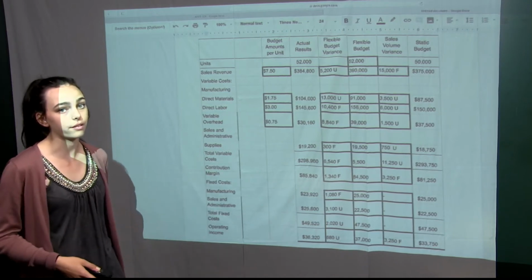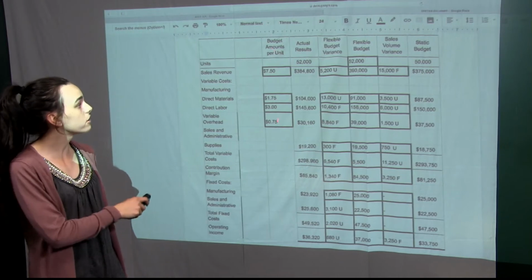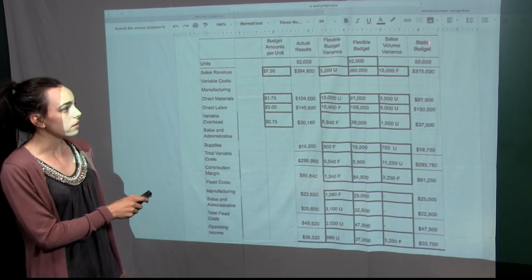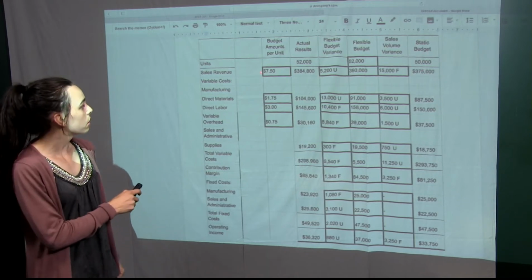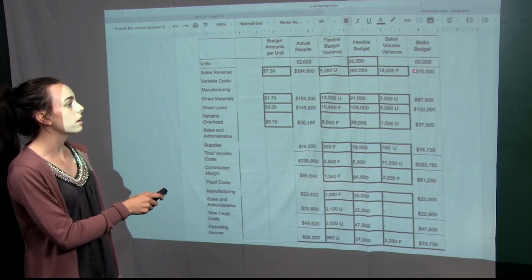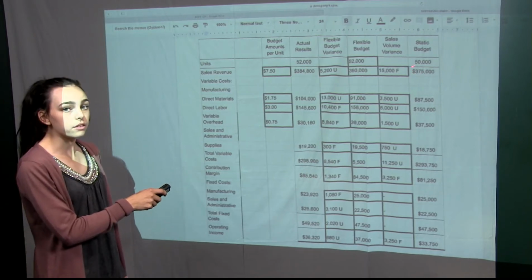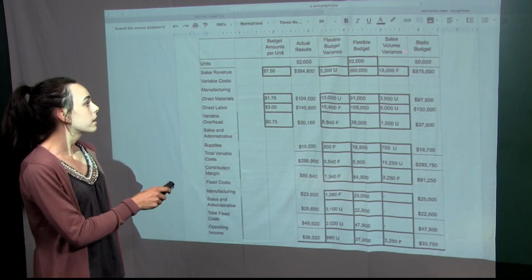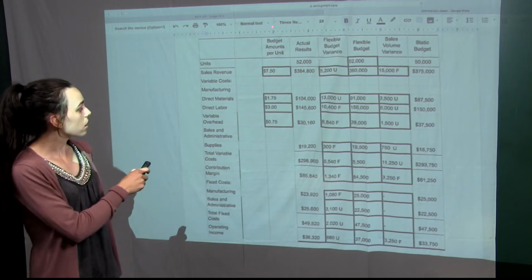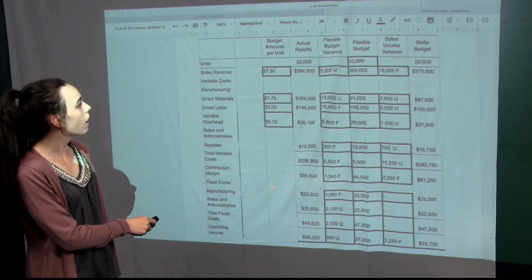When you're filling out a flex budget, you want to start with your budget amount per unit, and that's going to be based off of the static budget. So $750, how did we get that? This is obtained by taking the sales revenue divided by the total amount of units budgeted for. And so the budget amount is going to be $750 per unit. And you can go ahead and do that for the entire column.